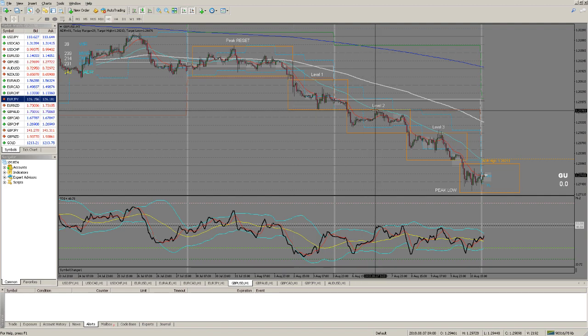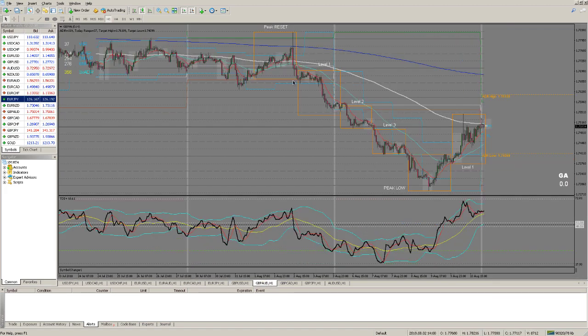Level 2 drop, about, oh, this one was a little shorter. So this was about 60 pips. This one was about 88 pips, and this one was about 95 pips. Okay, so just approximations. Each drop is about an ADR, so each drop is about a level, right? And this was our level 3, and now we're in a peak low condition looking for a W reversal back up, right?